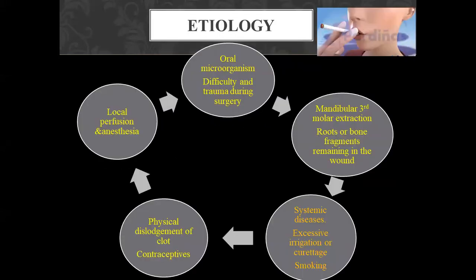Coming to the etiology, the exact etiology of dry socket or alveolar osteitis is not well understood. According to Byrne, the etiology of alveolar osteitis is an increased local fibrinolysis leading to the disintegration of the clot. There are a few contributing and risk factors for dry socket, which include surgical trauma, the difficulty of the surgery.